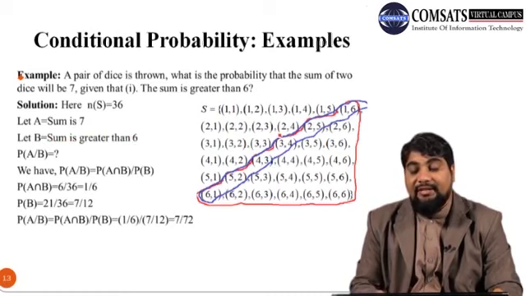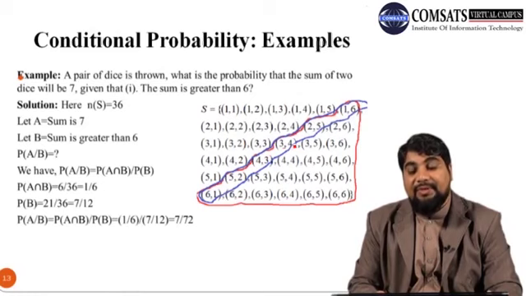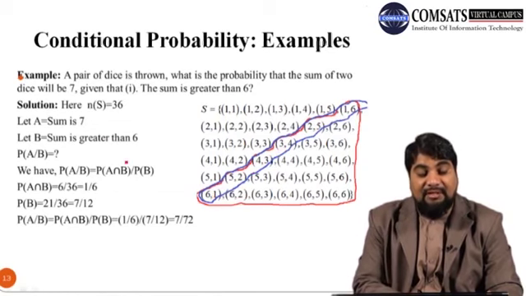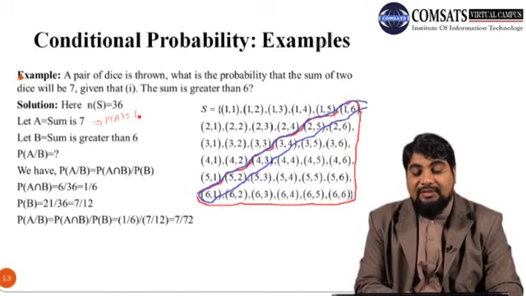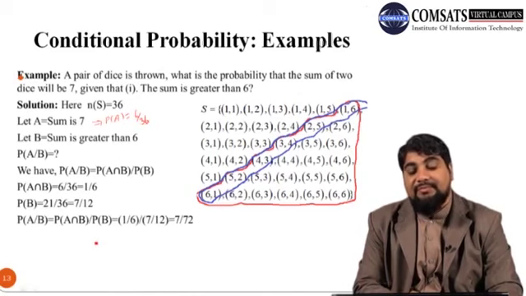So I have highlighted here. The sum is 7 means 6 plus 1 is 7, 5 2 is 7, 4 and 3 is 7, 3 4 is 7, 2 5 is 7, 1 6 is 7. So 1 2 3 4 5 6. So the sum is 7 means we get 6 outcomes. So if we calculate the probability of A, it is 6 out of 36.